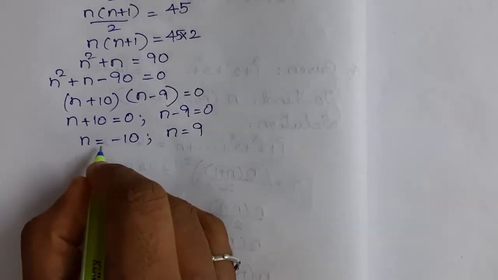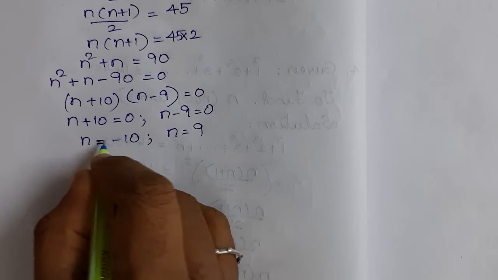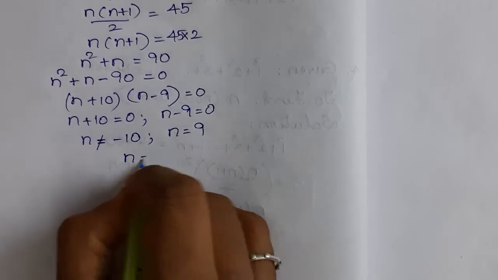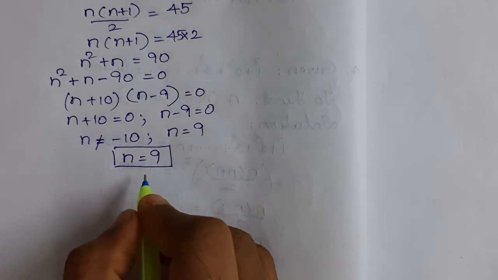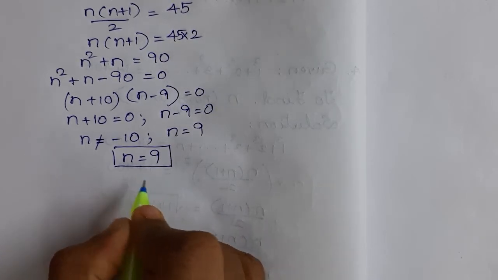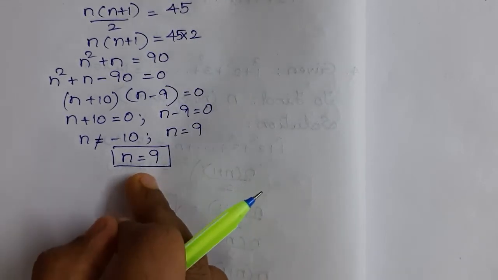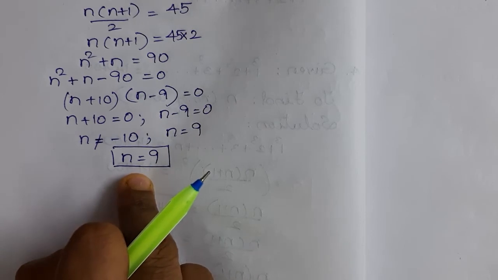N cannot be a negative value, so minus 10 is ruled out. So the value of n is equal to 9. Now we are going to just check whether it is correct. I am going to substitute this value of n in the square formula.